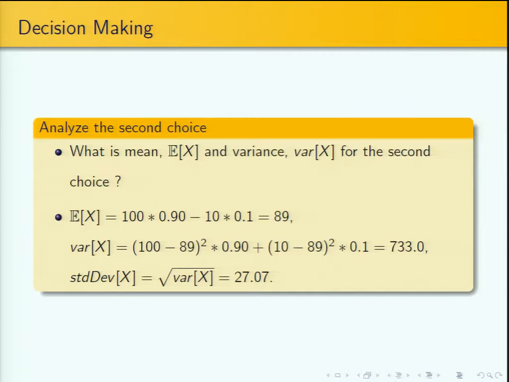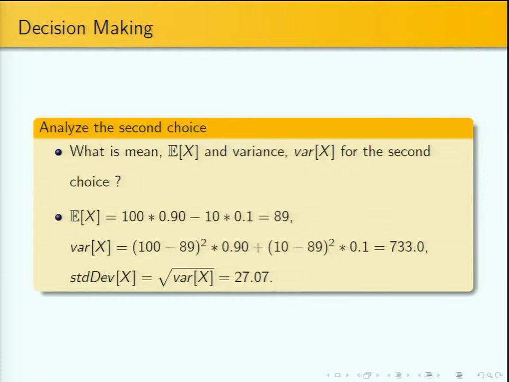So, let's say this second choice, what is the mean? As he said, it is 89, which is very high. Your mean is 1. But look at the variance, 733. And its standard deviation is 27, which means 89 plus or minus 27 is what you are most likely going to get. Still, it is okay, actually. Second choice is fine. It's a simple decision to make.